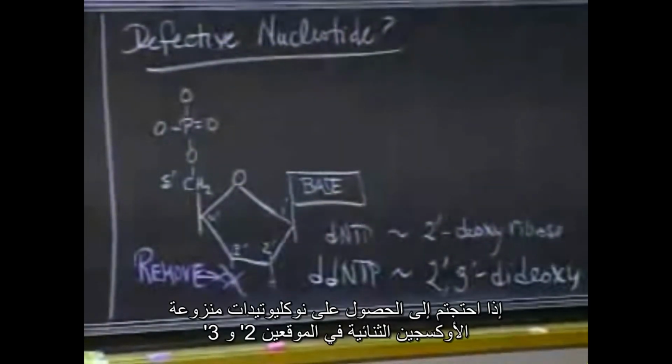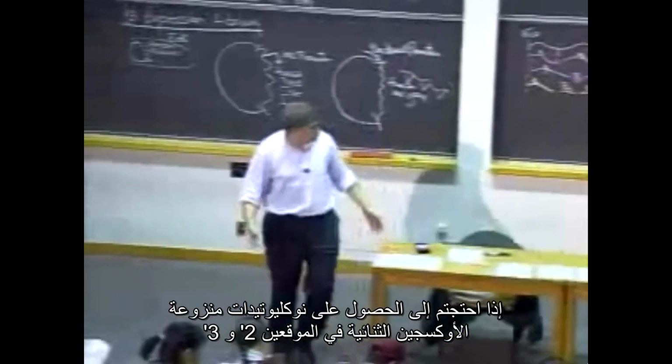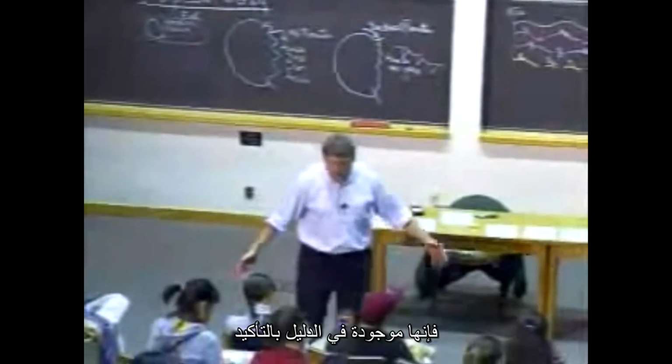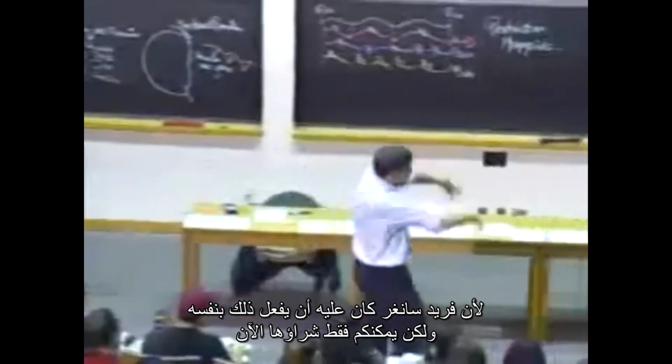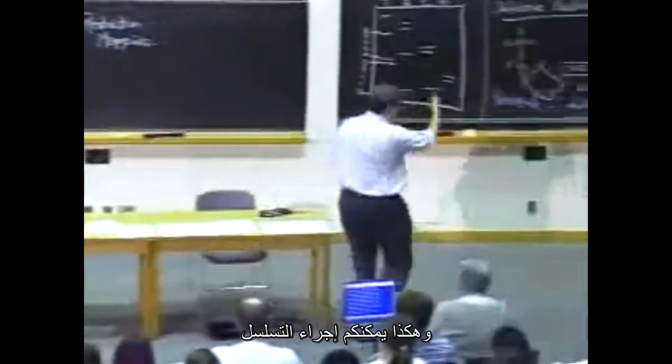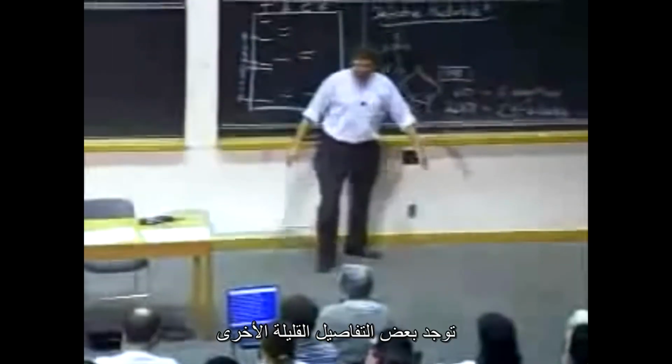Now, if you needed to get 2', 3' dideoxy nucleotides, they're in the catalog, of course, right? Because Fred Sanger had to make them himself and all that, but you can just buy them now. And so you can do this sequencing. A few other little details here, though, guys.